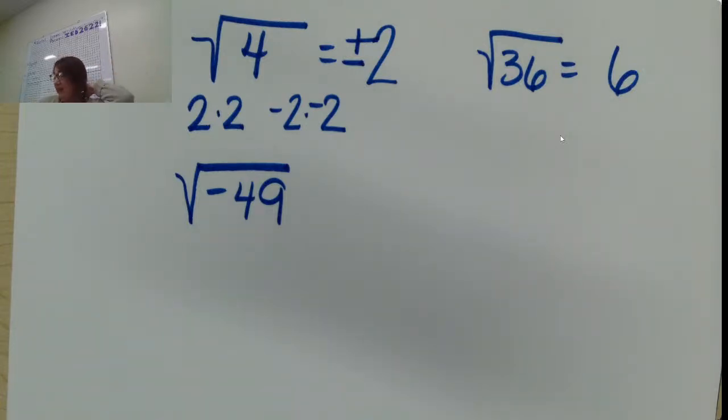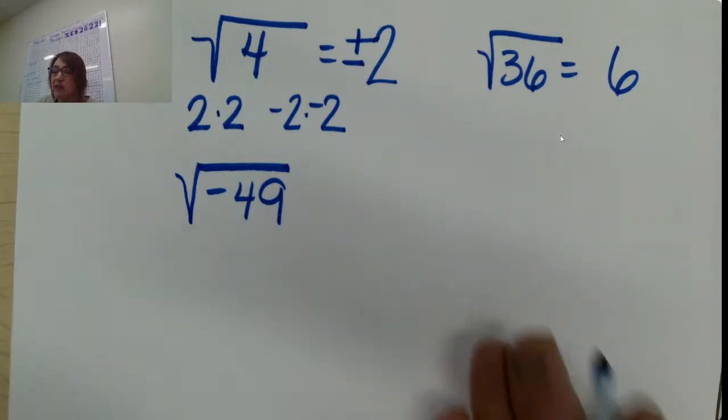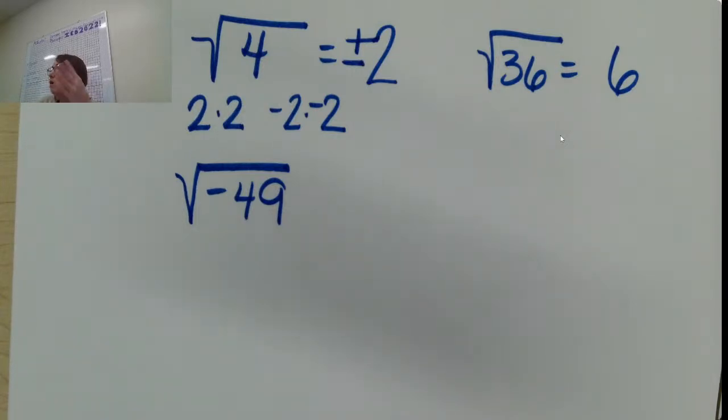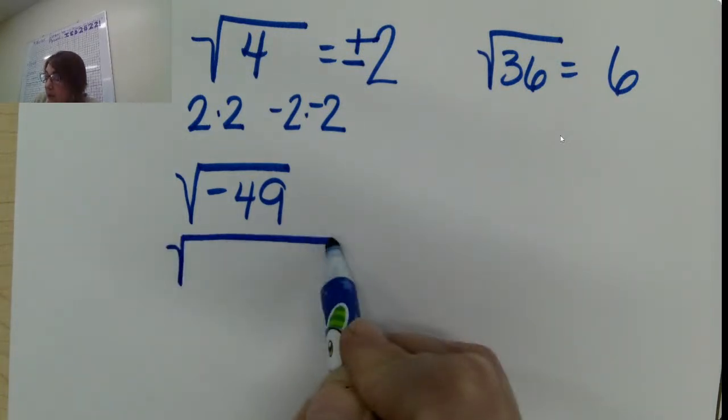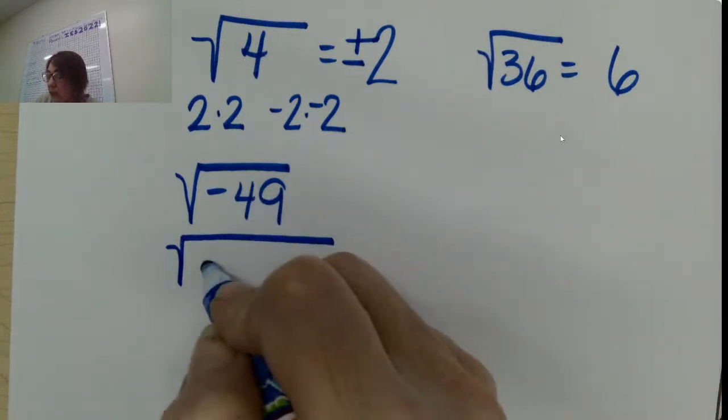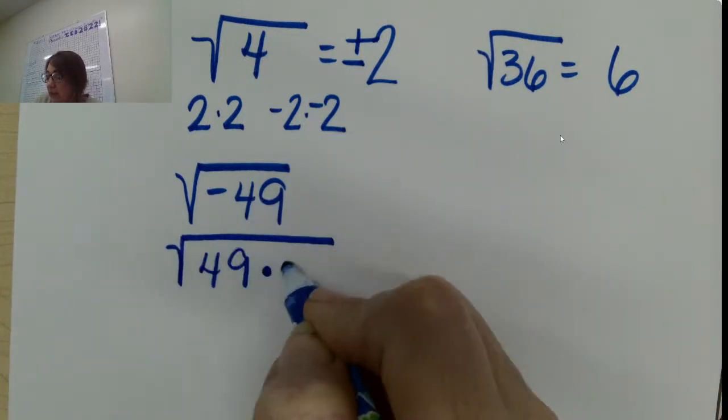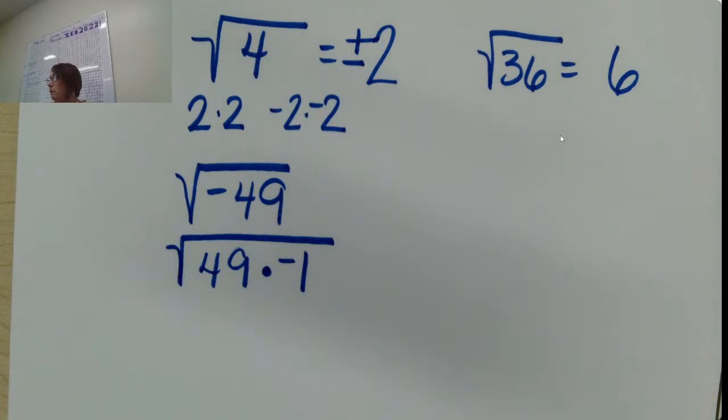And then somebody, and I don't even know who it was, said, you know what? What if we took the negative part of this and called it an imaginary number? Then we can take the square root of the 49. So here's what they did. They broke up this -49 into 49 times -1.